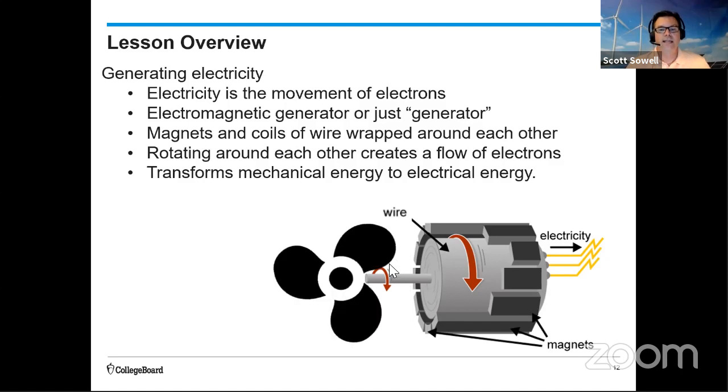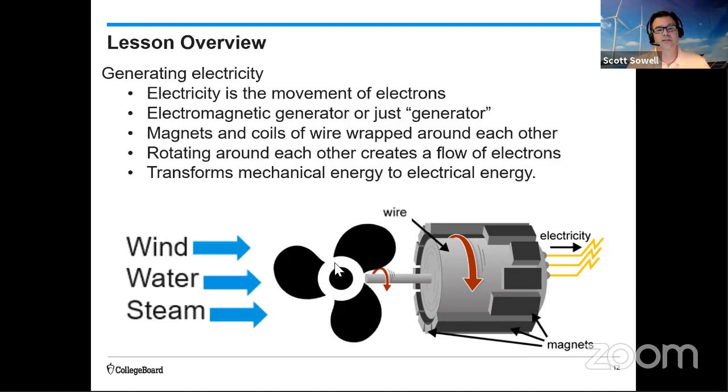Well, how do we get this to turn? Well, we typically put a turbine on it. And how do we get the turbine to move? We put something like wind or water or steam on it that will then turn the turbine, that will turn the generator, that will generate electricity.